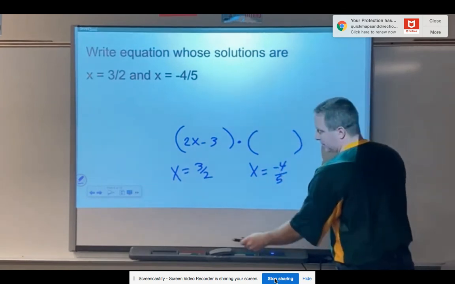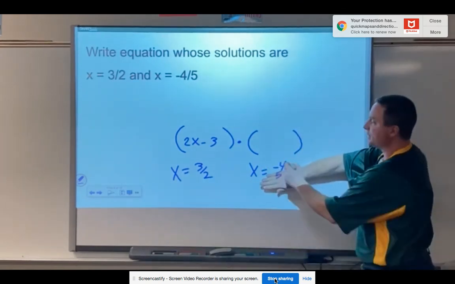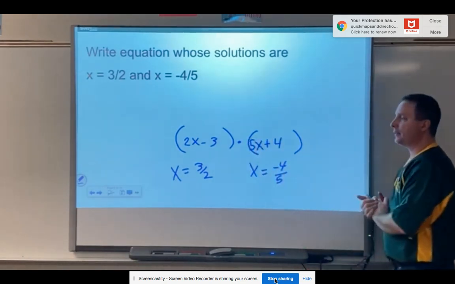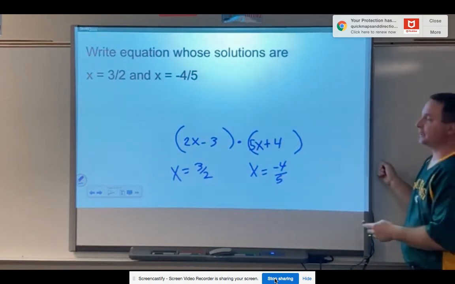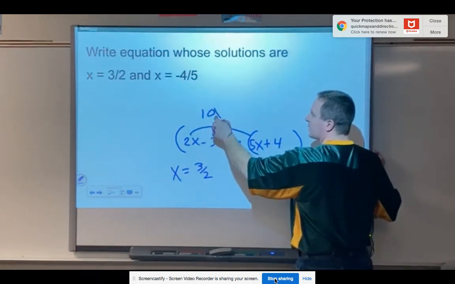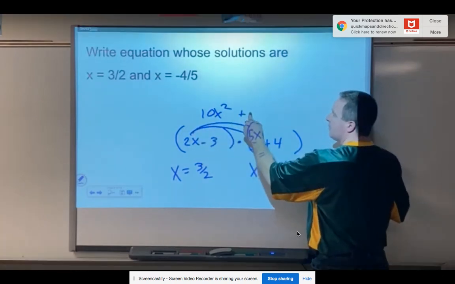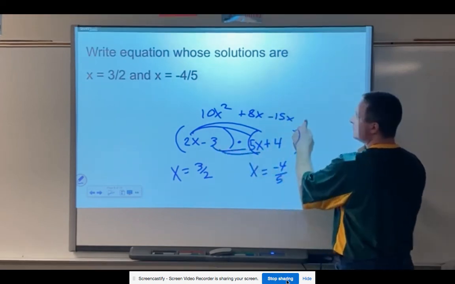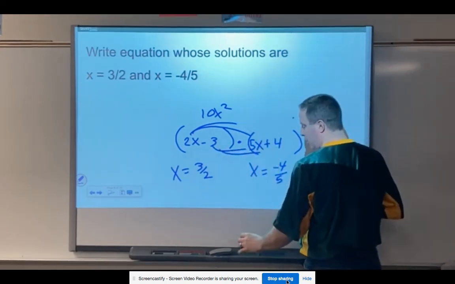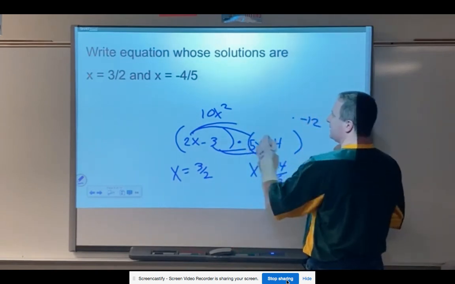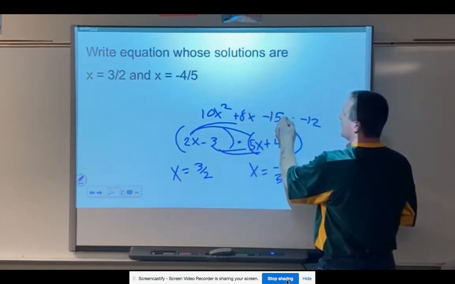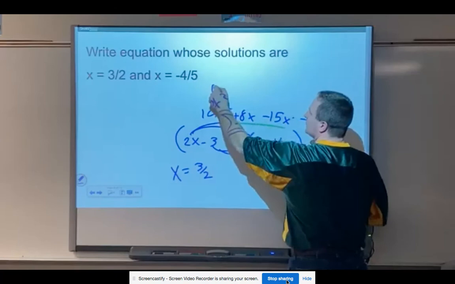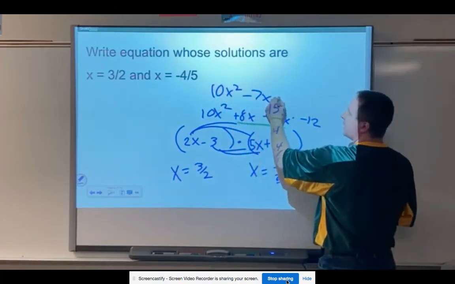Again, sometimes it's helpful for me to cover up the fraction. If it says x minus 4, it comes from x plus 4. But there's a 5 underneath. 5 goes out in front. And then we FOIL it together. The hard part's over. I can get 10x squared plus 8x minus 15x minus 12. If I combine those, 10x squared minus 7x minus 12.